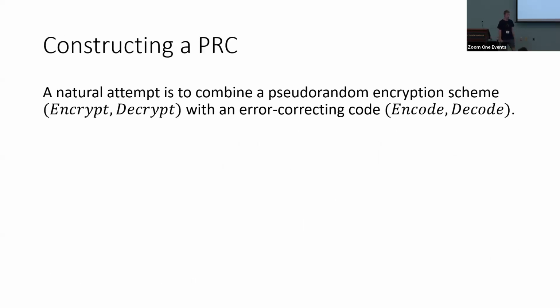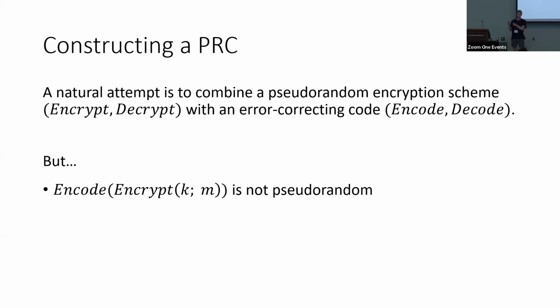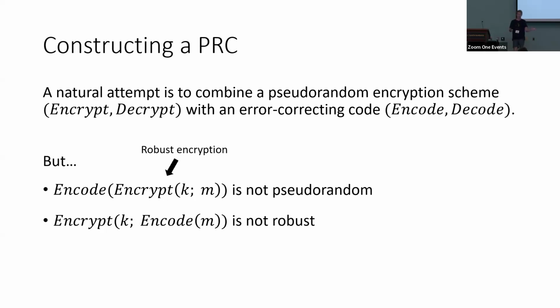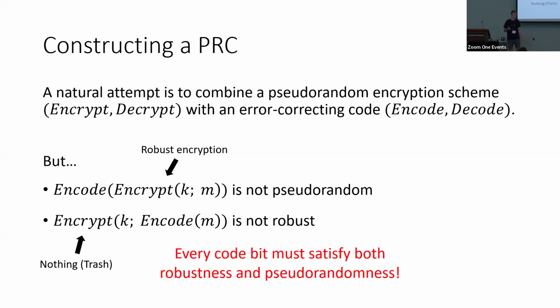Okay, so how would you go about constructing a PRC? Well, a natural attempt is to just combine pseudo-random encryption with error correction, right? Because these satisfy the two properties that we want. But if you encrypt your message and then encode it, then it's not pseudo-random because the error-corrected encoding might have structure in it. And if you encode your message and then encrypt it, then it's not robust anymore because the encryption has no robustness properties in general. So by the way, you could think of this first thing as like robust encryption. It still satisfies semantic security, but not pseudo-randomness. And this other thing, I don't know of any properties that it satisfies.